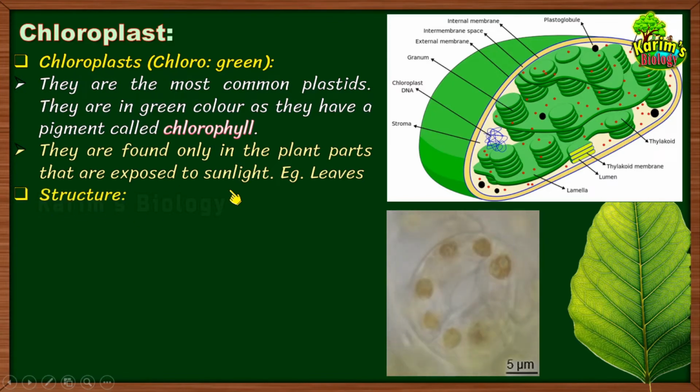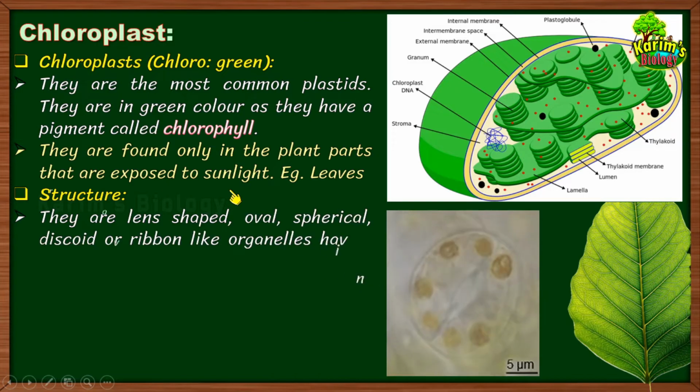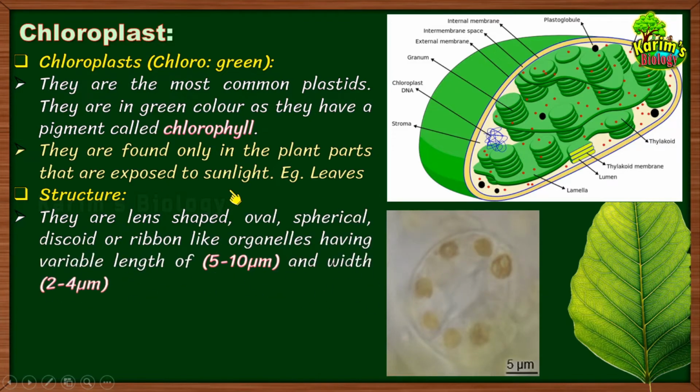Before that, let us now discuss the structure of chloroplast. They are lens-shaped, oval, spherical or discoid, or ribbon-like organelles having a variable length of 5 to 10 micrometers and a width of 2 to 4 micrometers. So the length will be 5 to 10 micrometers and the width is nearly 2 to 4 micrometers, and they appear in different shapes. Chloroplasts may be oval, lens-shaped or spherical. Okay, that's about the shape and size of chloroplast.